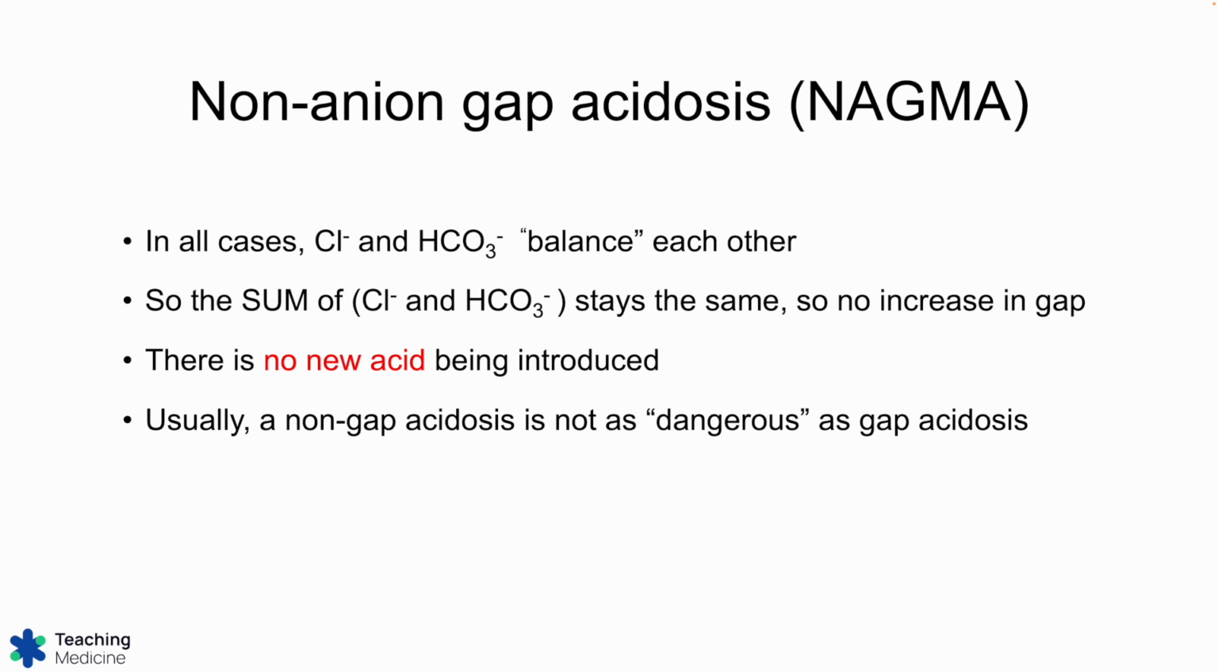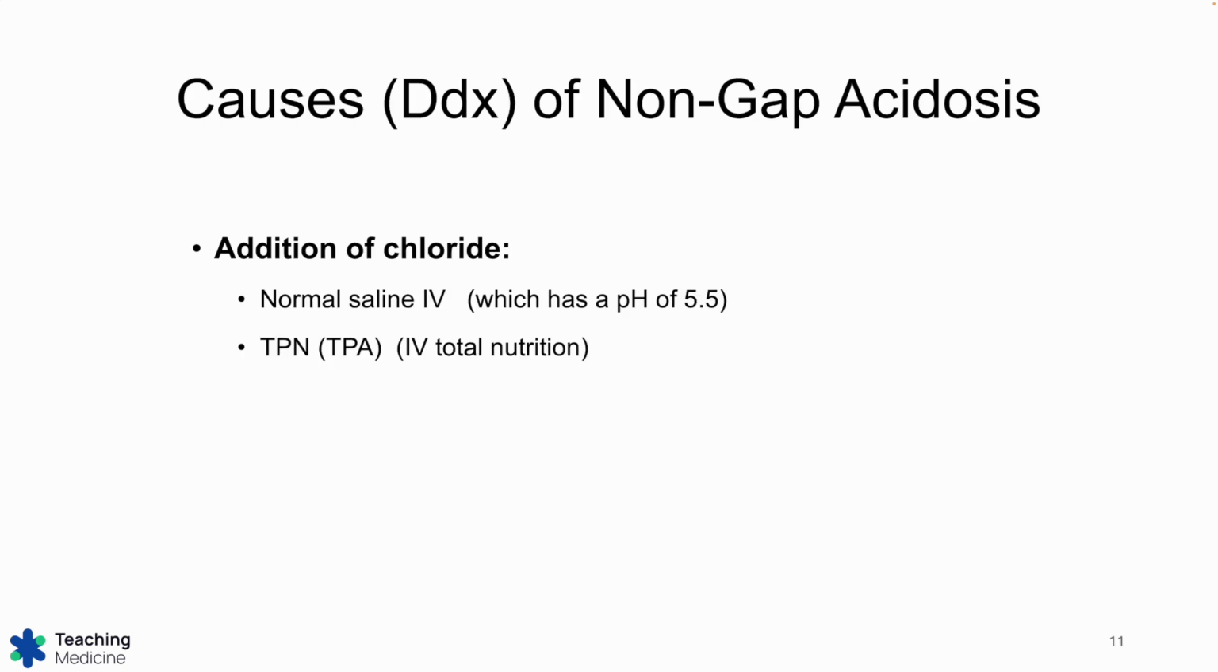And typically, the non-anion gap processes are not as dangerous as the gap processes. So when you have a new acid introduced into the body, it's usually a more dangerous process. Of course, any process that is really severe will be dangerous, but as a general rule, gap or AGMA processes are more dangerous than NAGMA processes.